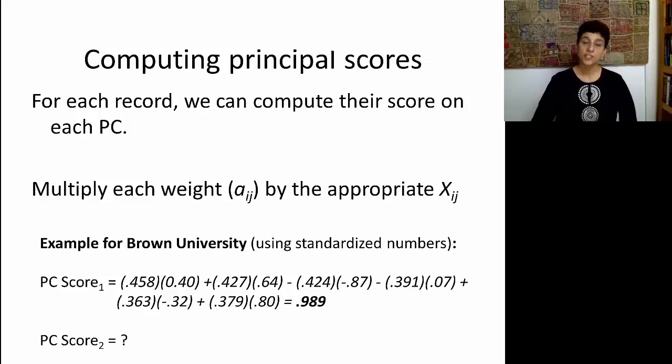Similarly, we can compute a PC2 score. The only difference will be that we're going to be using a different set of weights. And we can have 6 PC scores for Brown University. In other words, we can replace the original 6 measurements with 6 PC numbers. Of course, we don't really want to keep all those 6 numbers. We're only going to use the first 2, the PC1 score and the PC2 score.